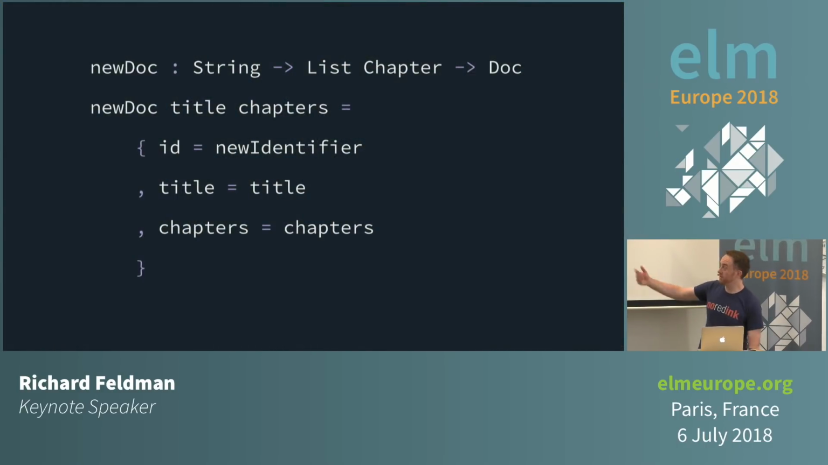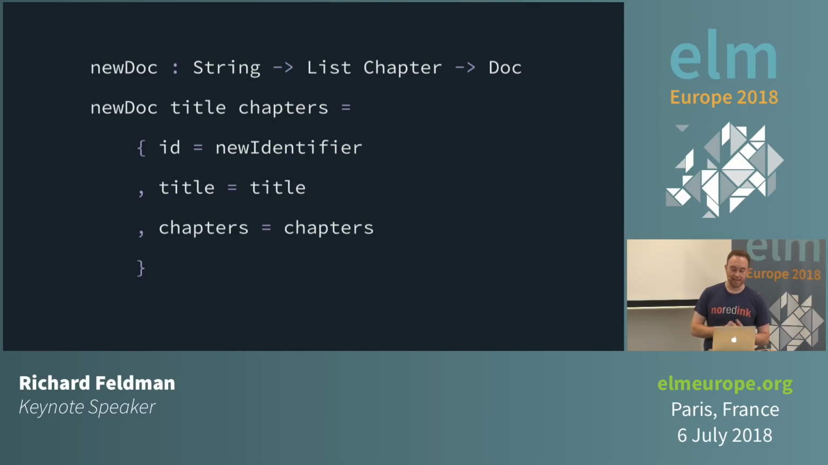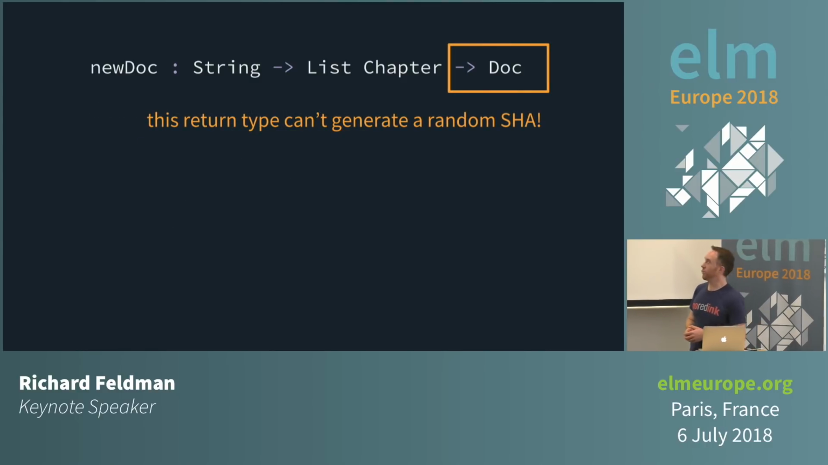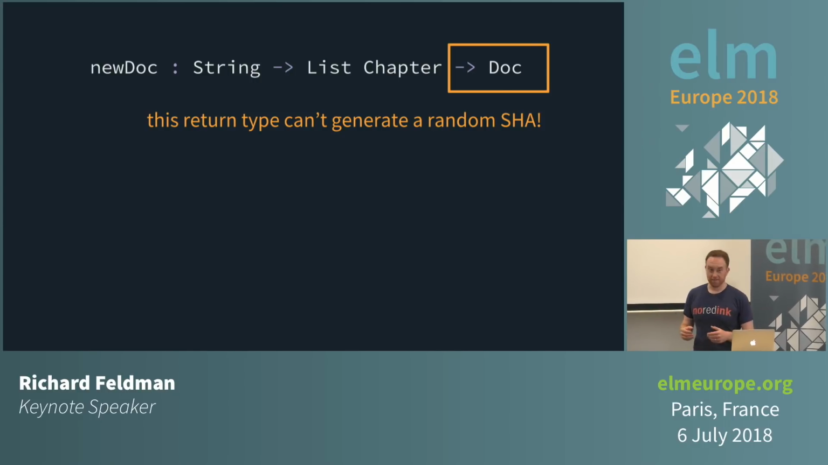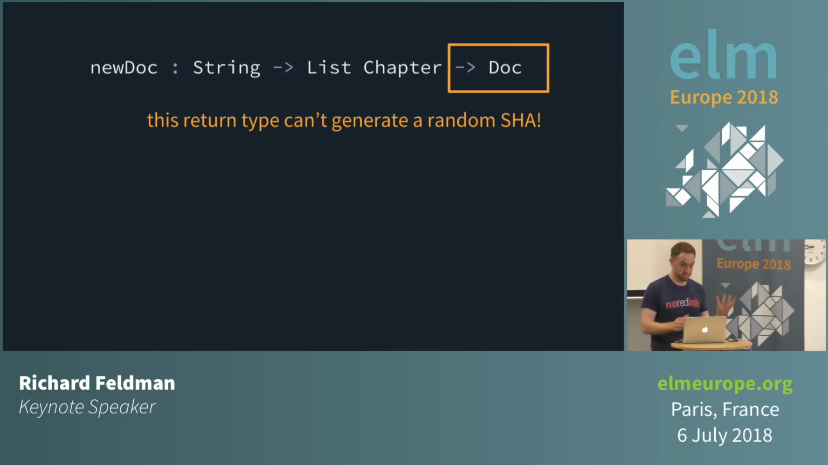So then we had the new doc function, which takes the title and a list of chapters, and then gives you back a doc. So I had ID calling new identifier, by which I mean giving it the hard-coded string. Title equals title, chapter equals chapters. Yeah, so this is not going to work, because since I'm trying to randomly generate this identifier, I've propagated the problem now to new doc. New doc says it returns a doc, but that's not going to work because it needs to generate this ID.